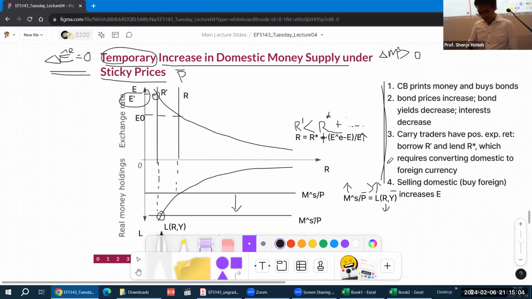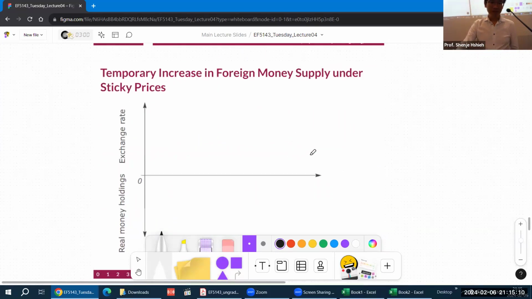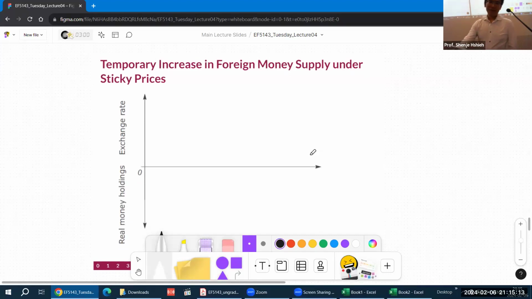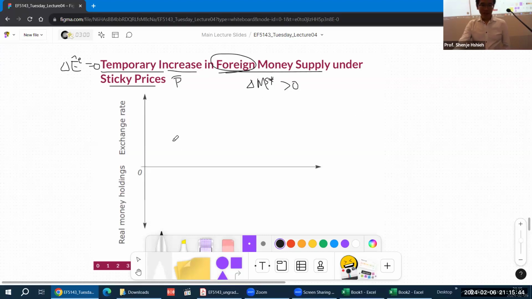All right. Pretty simple. So maybe you guys can take some time to do the next one. Now, the difference here, still temporary. So maybe I'll just write out the hints for you. Zero, still zero. Sticky prices, P is constant. But now we have foreign money supply, so that is MS star. MS star has changed. It's increased.